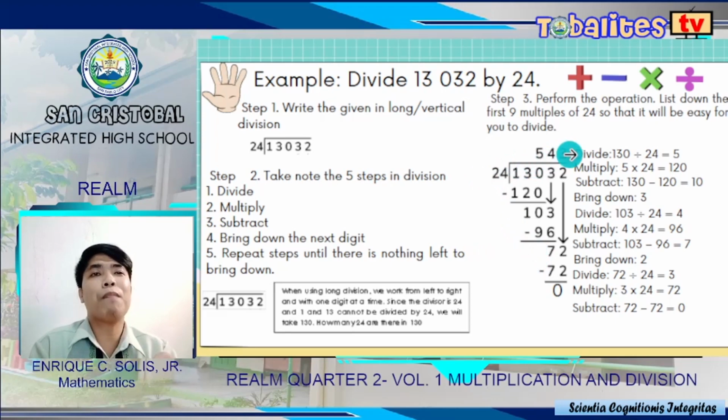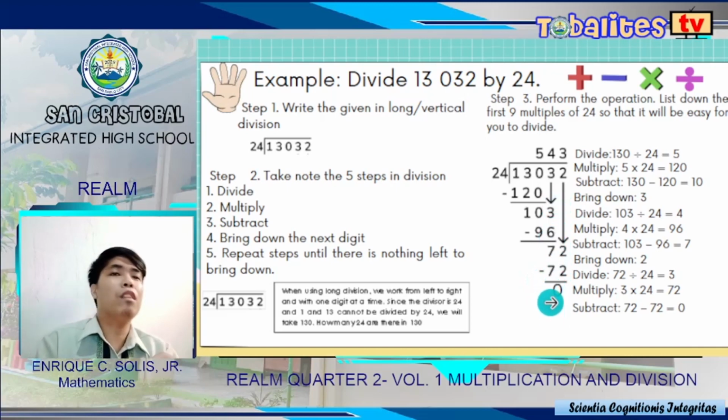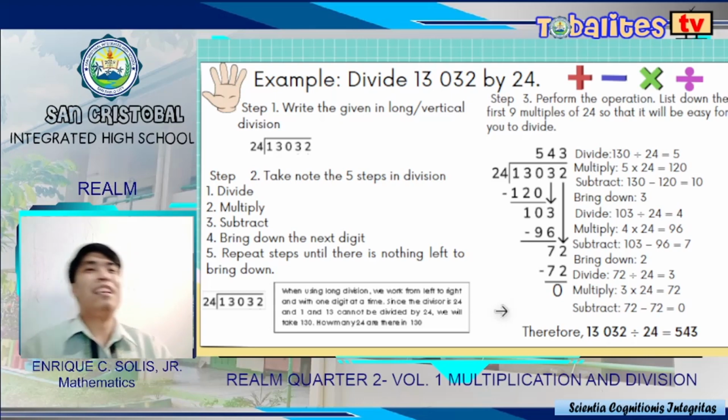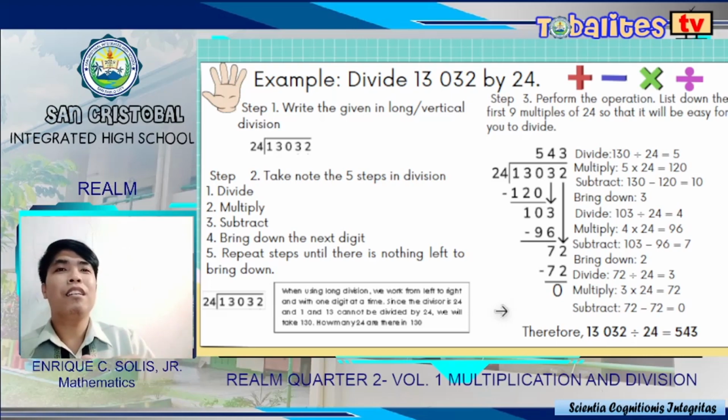And then next step is multiply. 3 times 24 is 72. And next step is subtract. 72 minus 72 is 0. Since we do not have any more digits to bring down, we will now stop the division. So the final answer is 543. Therefore, 13,032 divided by 24 is equal to 543. Do you get it, class?